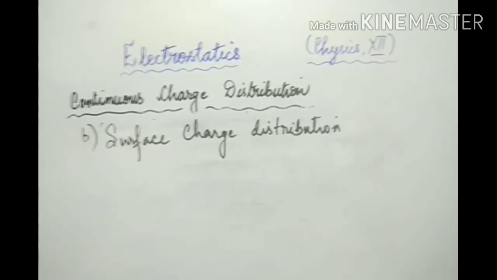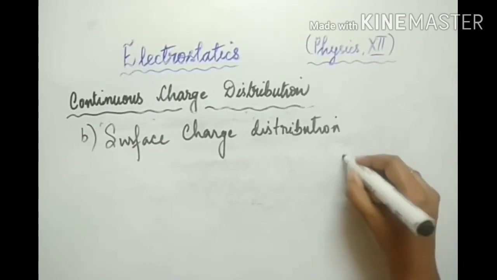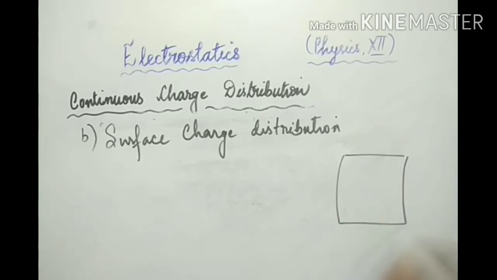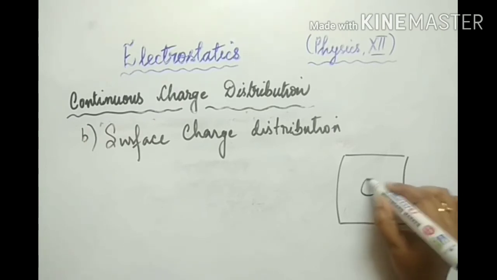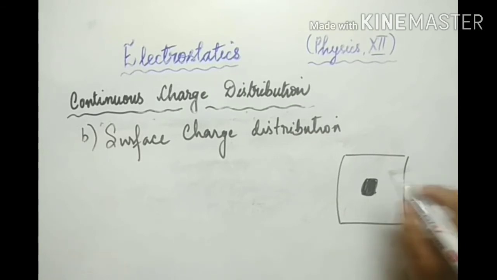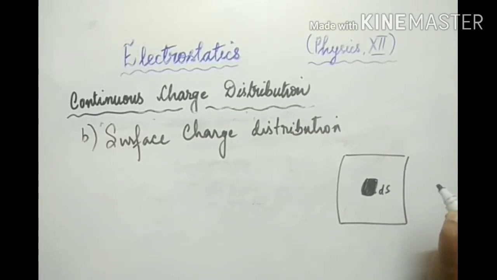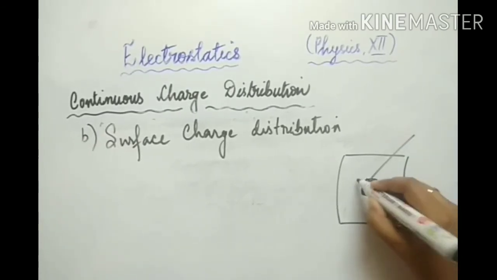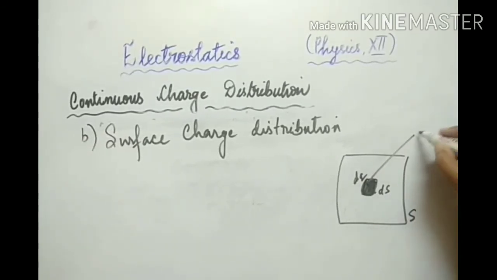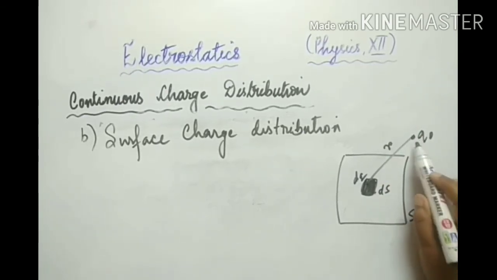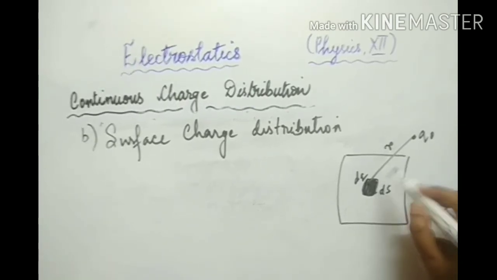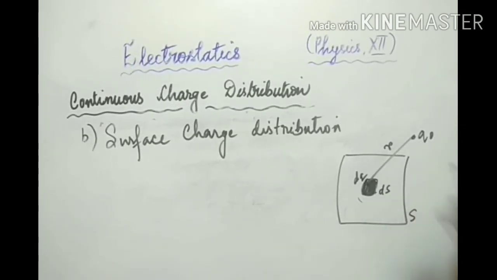In surface charge distribution, we take a two-dimensional surface. Suppose this is a two-dimensional surface, and we take a small element of this surface, and let this be of area ds. Total area is S, and suppose it has a charge dq, and it is at a distance r from the test charge q naught. We want to calculate the force and electric field due to this charge at this portion.